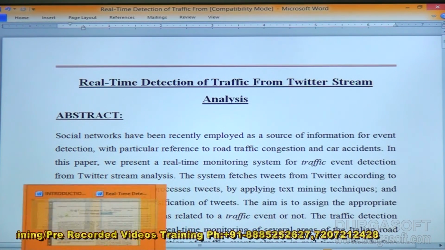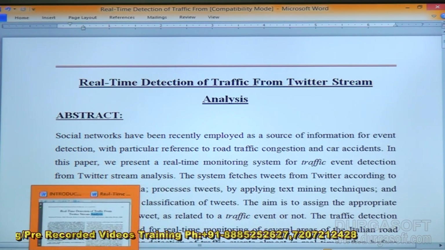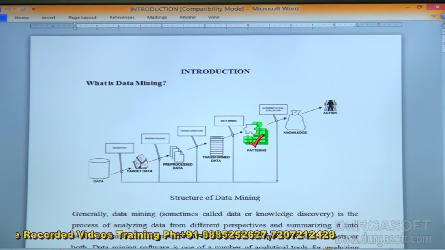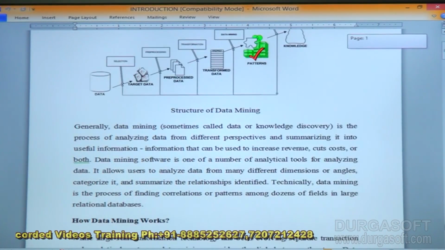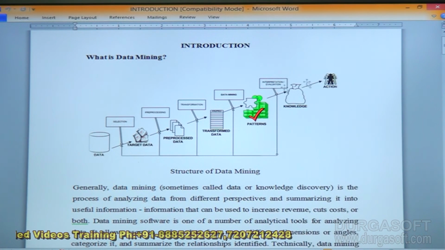Check what things they have given. As the introduction, they are giving an introduction about data mining. We are mining the data, right? Of course, we are processing, we are transforming, we are finding the patterns. Finally, we are achieving the knowledge, and based on the knowledge only, we are taking the actions. So we are performing data mining operations on top of our structured data, and not only structured data, but the data which you are getting from Twitter.